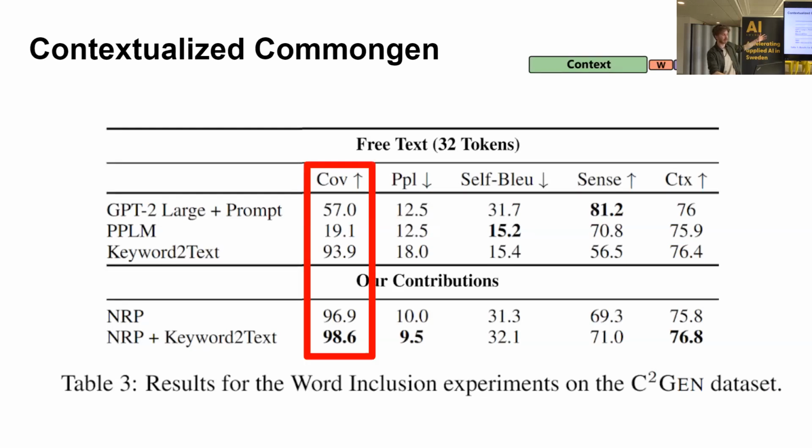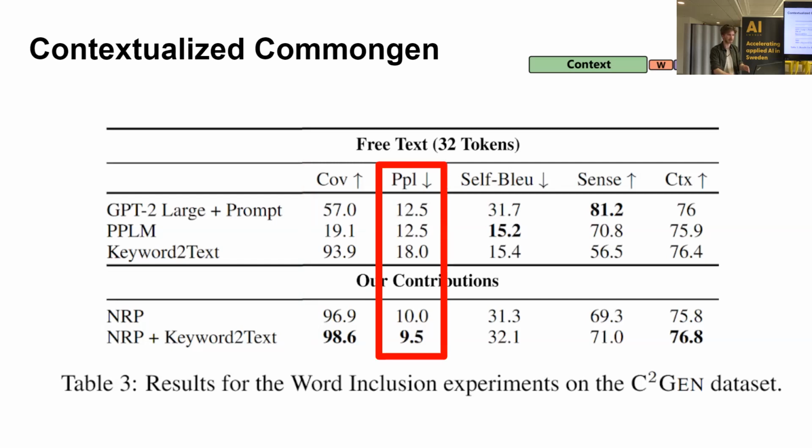If we start looking at the coverage, we see that I would say we're doing pretty good in the free text setting. So keyword to text, as you saw earlier, it had the highest, wasn't really the best text quality, but we even managed to beat that, and we're doing pretty good. Same in perplexity, we have a really low perplexity. I'll show you some examples later.